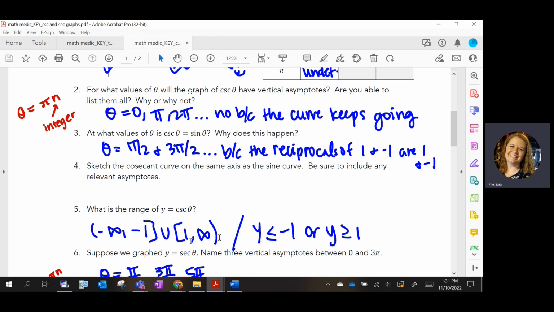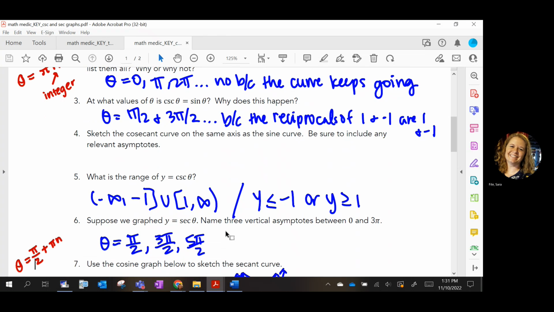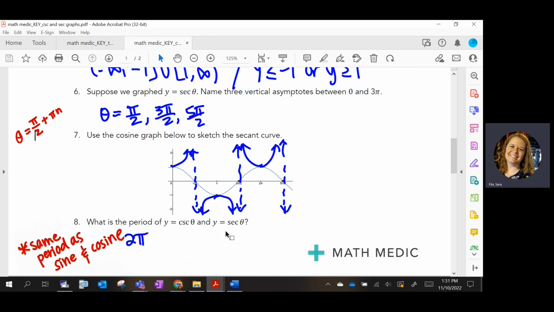Okay, here's your range. Okay, in interval notation versus inequality notation. Okay, I prefer interval. And then 7 is the one where you should have graphed over the cosine curve, graph the secant curve, where the same thing happens. The curves just flip and open out away from each other instead of towards each other and connecting. So whenever those zeros were on cosine, those become your undefined values here.